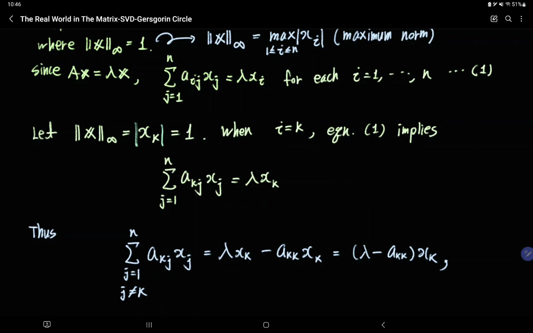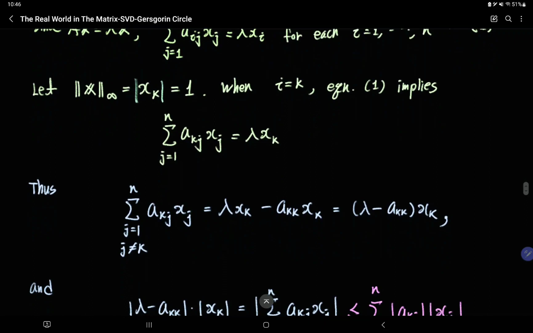It's satisfied, I mean. So now when j equals k, we got akk times xk, and we move that term to the right hand side. Then we got the sum of akj times xj, with j going from 1 through n except for k, because we moved the kth term to the right hand side, so we got lambda times xk minus akk times xk. So xk is a common factor, so factoring it out, we got this.